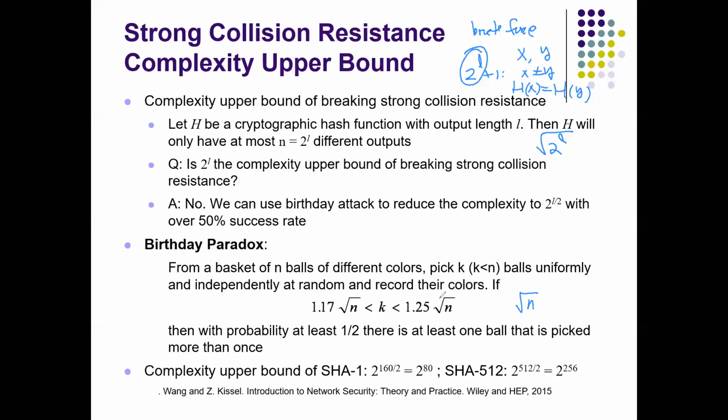And remember the complexity upper bound of SHA-1. The output length is 160, so this is 2 to the 80, as we mentioned in one of the previous videos. And for SHA-512, the complexity upper bound is 2 to the 256 instead of 2 to the 512.